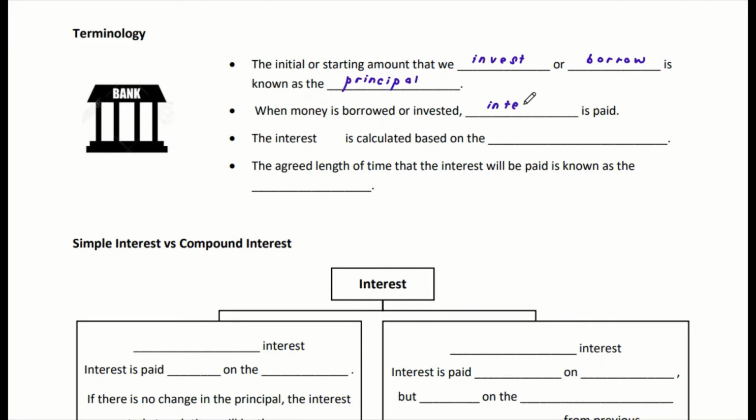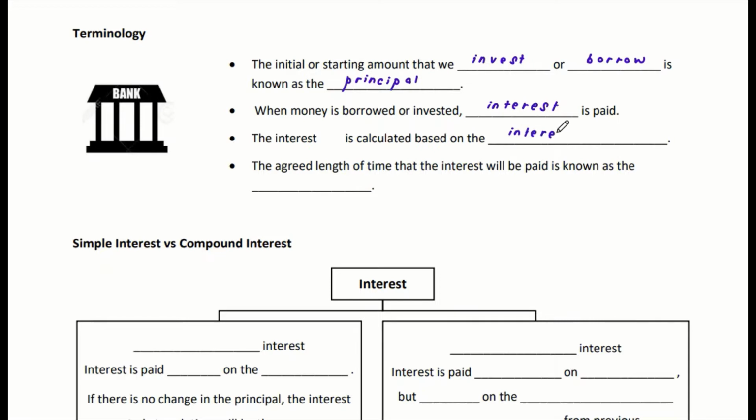If we talk about investment, it means you get more money. If we talk about borrowing, it means you need to pay extra money, because the loan that you are borrowing is going to generate interest as well. The interest is calculated based on an agreed rate, which is called the interest rate.